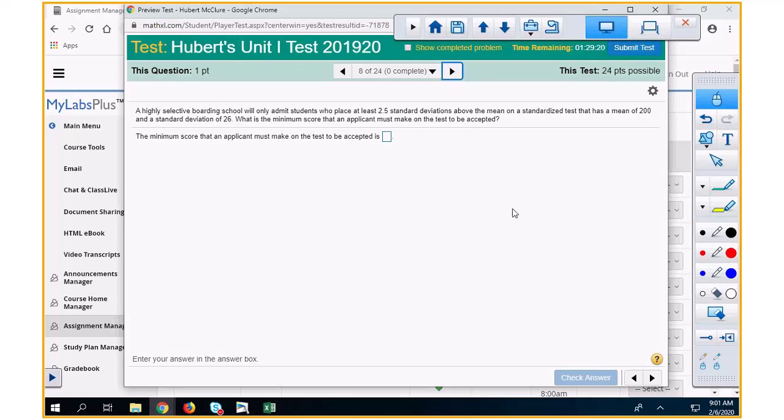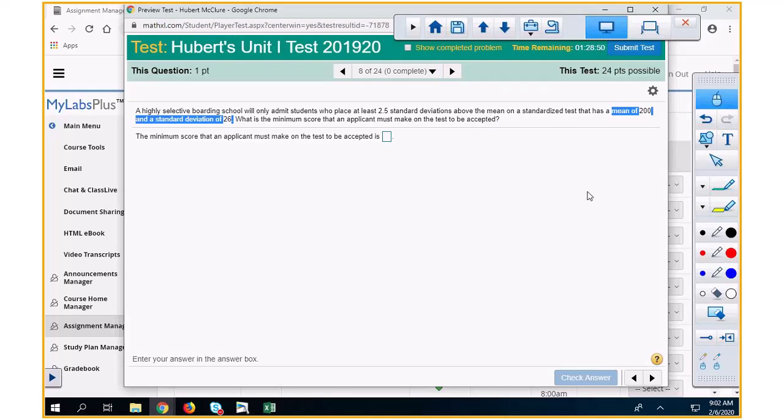Okay, here's one we didn't do. Like I said, it throws in different questions. A highly selective boarding school will only admit a student who places at least 2.5 standard deviations above the mean on the standardized test that has a mean of 200 and a standard deviation of 26. What does that translate to?